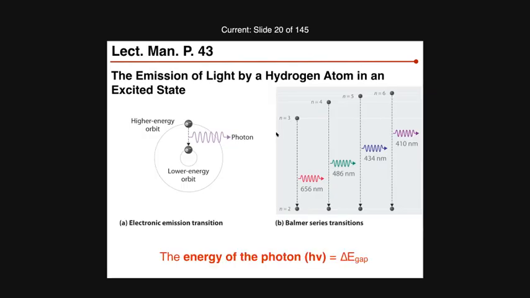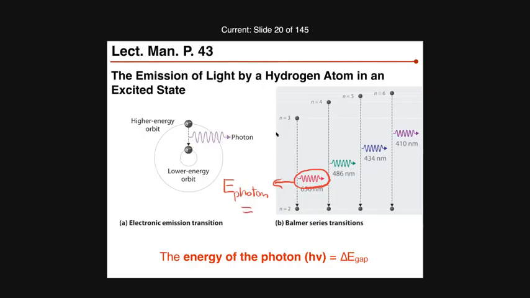All right, so the energy of the photon is going to be related directly to the energy gap, the gap between the two levels. So for example, if we're looking at the energy of the photon here, we call this E photon, and it is going to equal the energy gap.